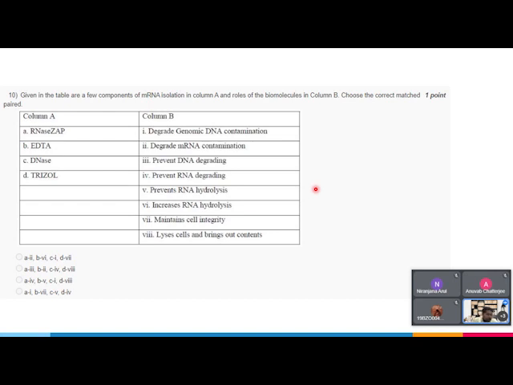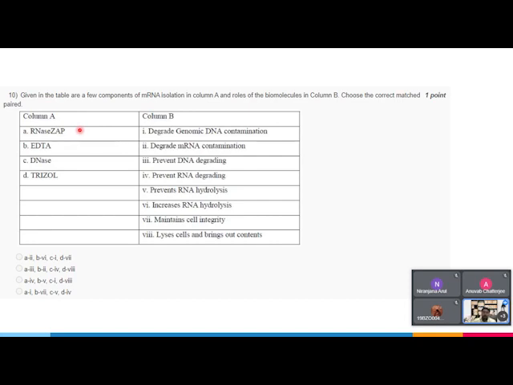So this is the last question of the day. Given the table are a few components of mRNA isolation in column A and roles of the biomolecules in column B. You have to choose the option that correctly matches column A and column B. This was shown in the laboratory demonstration session, which component is used for which function.